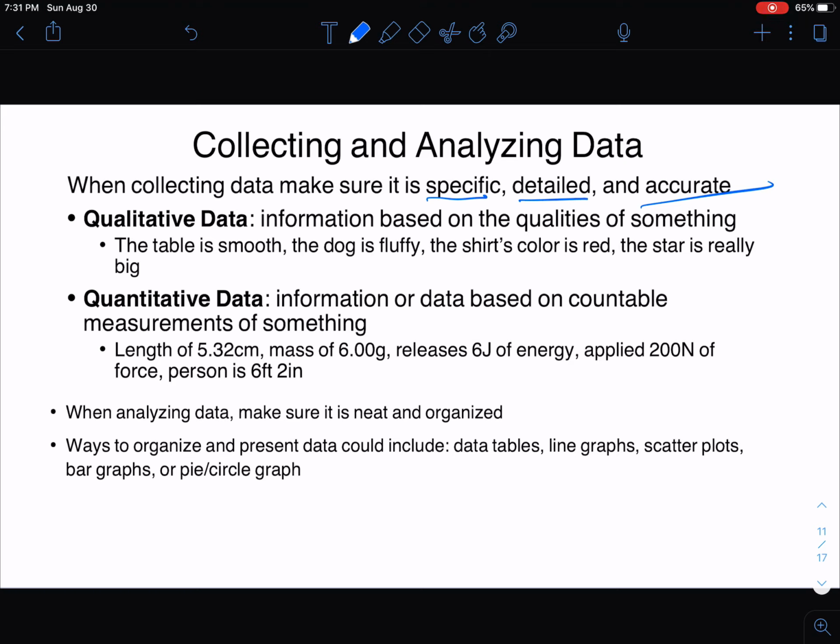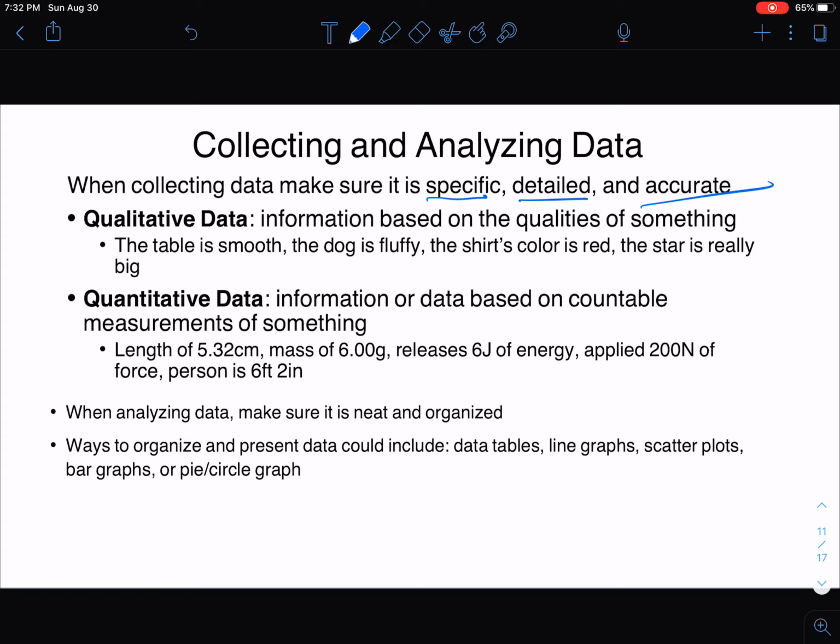Now, there's two different kinds of data you could be collecting: qualitative data and quantitative data. Qualitative data is information based on the qualities of something. Qualitative data can be more opinion-based. For example, the table is smooth. Somebody may say it's smooth, somebody may say it's a little rougher. The dog is fluffy. The shirt's color is red. The star is really big. All of that is qualitative data.